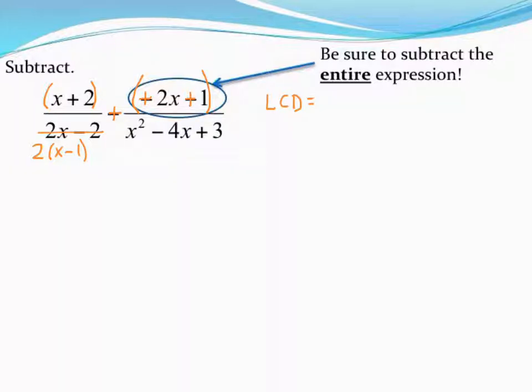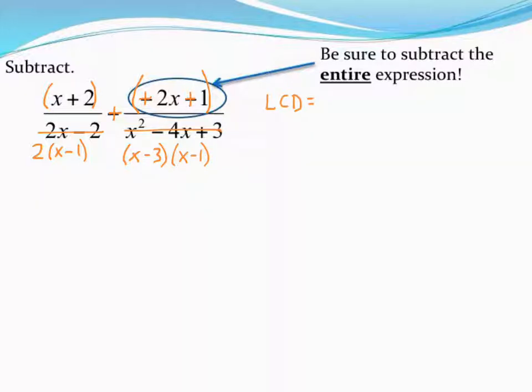If you need help with factoring, go back and watch some of my videos from earlier in the year. The second one's a trinomial. Two numbers that multiply to 3 but add up to negative 4 would be negative 3 and negative 1. So now everything's factored and now I'm able to build my LCD.